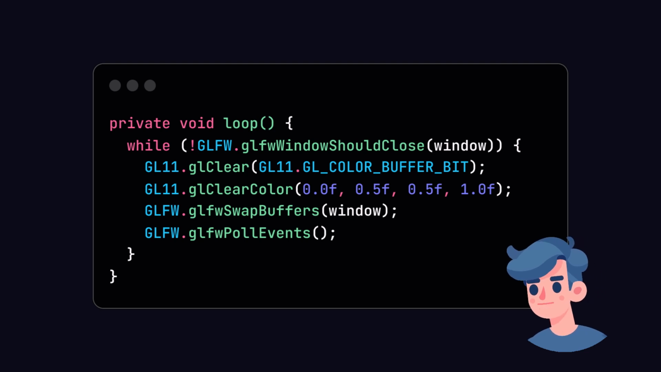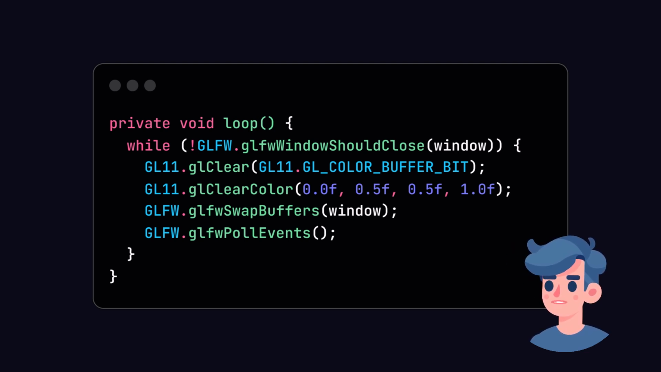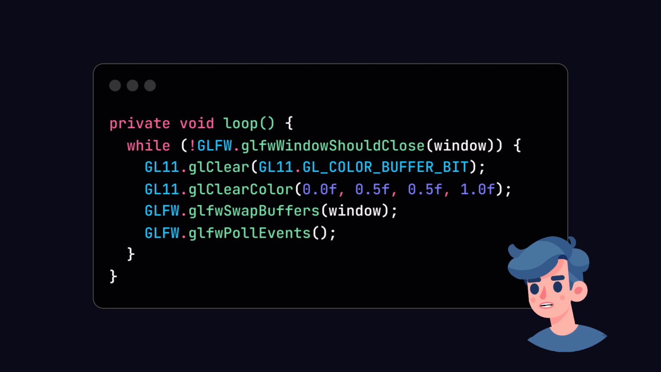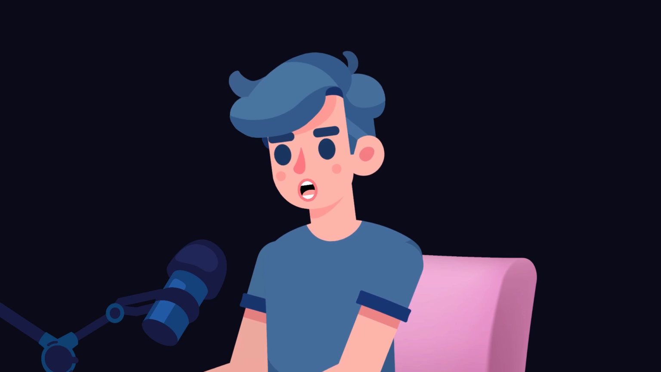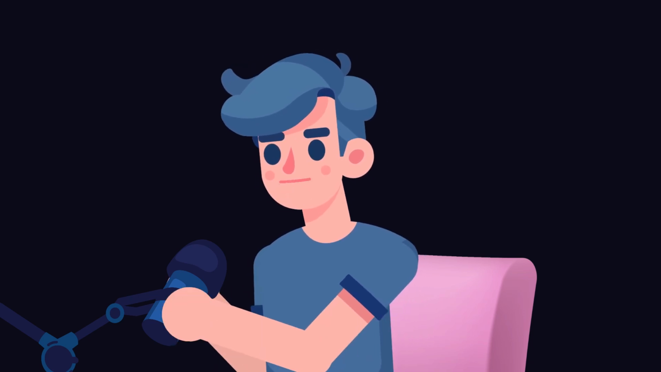Let's add game graphics now. We will use OpenGL commands for rendering. In the loop method, let's clear the screen and render a simple color. Now run your program. You should see a window with a beautiful teal background. This is our game window where we will render all our graphics.